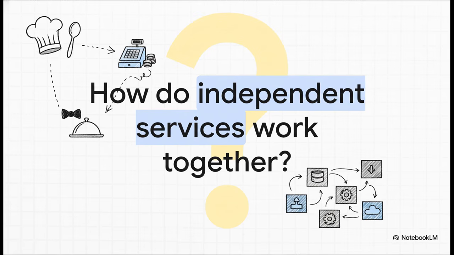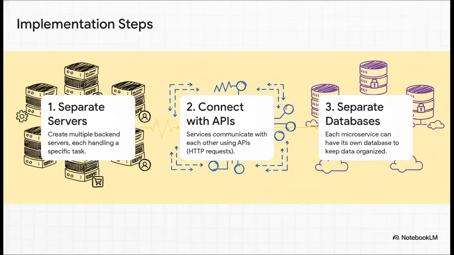Yeah, this is the really crucial question, isn't it? Back in our restaurant, the waiter and the chef and the cashier aren't just working in their own little bubbles. They have a system, right? A way to pass orders along, confirm when things are ready, and make sure the whole process flows smoothly. It is exactly the same for microservices. At a high level, it pretty much comes down to three key steps. First, you give each service its own separate server to run on. Second, you connect them using something called an API. And third, you often give each one its own separate database. Let's break that down real quick.